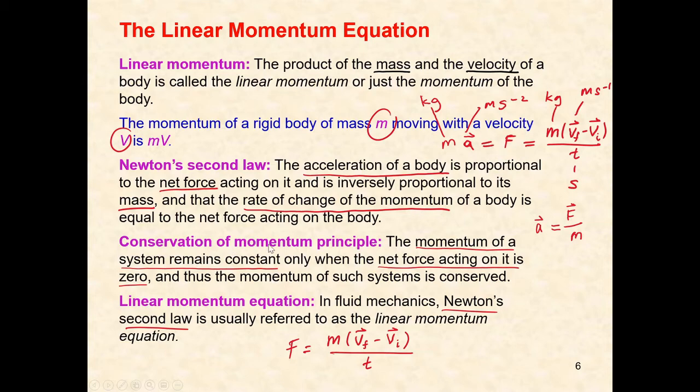Now, the conservation of momentum principle. The momentum of a system remains constant only when the net force acting on it is 0. Thus the momentum of such a system is conserved. If the force acting on the system is 0, the object can either be stagnant, in which case it will stay stagnant forever, or be in motion, in which case it will move with a constant velocity, with the condition that the net force acting on it is 0. That's the conservation of momentum principle.